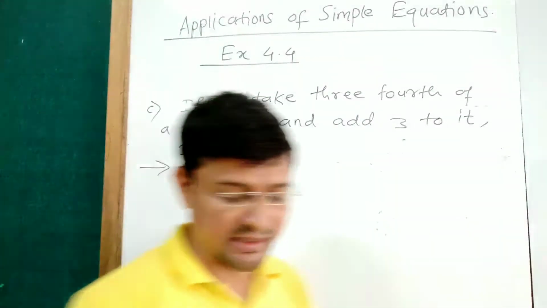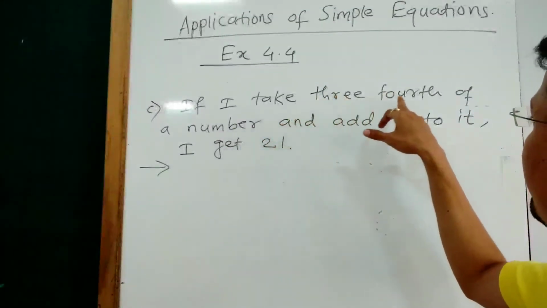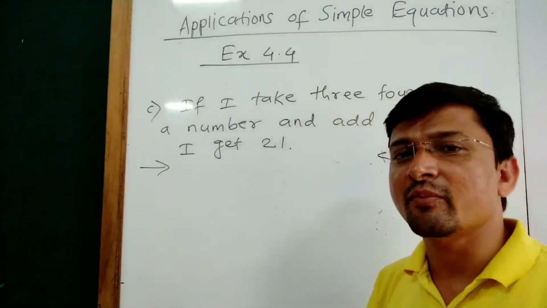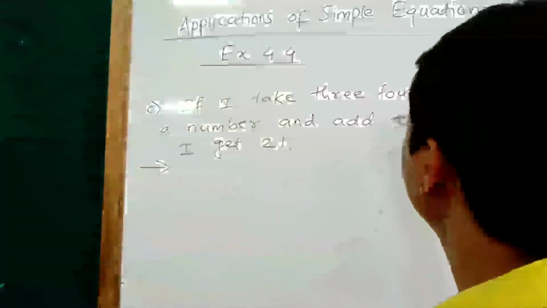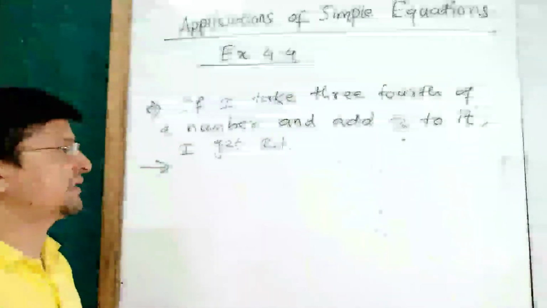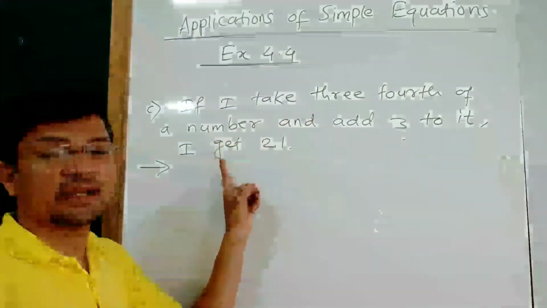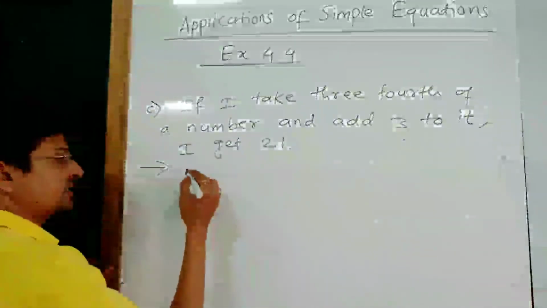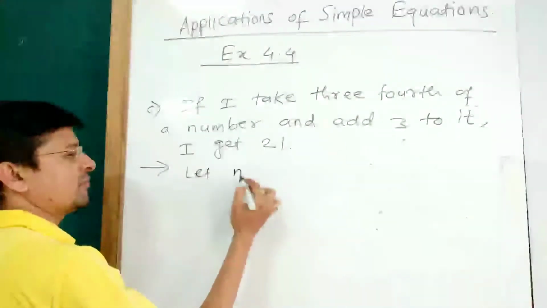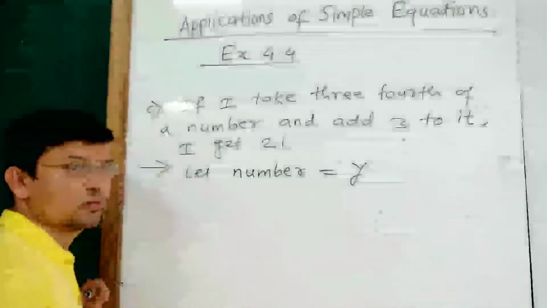Now see the statement carefully here. If I take 3/4, which means 3 upon 4, again it is a fraction of a number. The number may be x, y, z, m, n, etc. And if I add 3 to that number, I get 21. Okay, so here we start now. Let the number be equal to y.